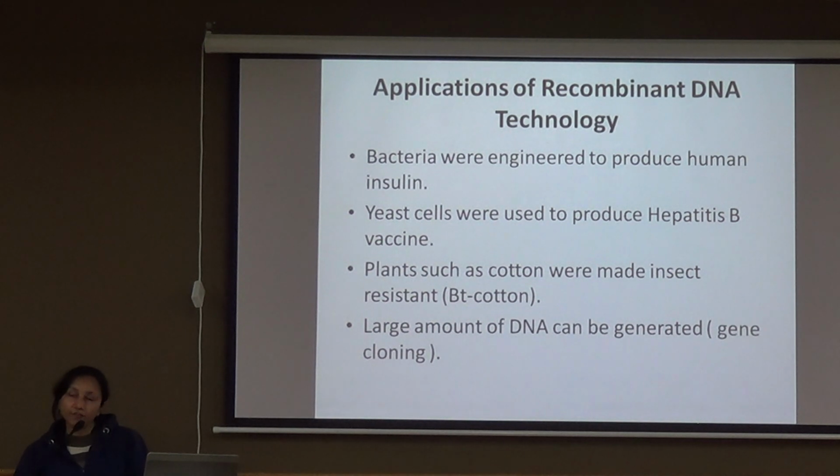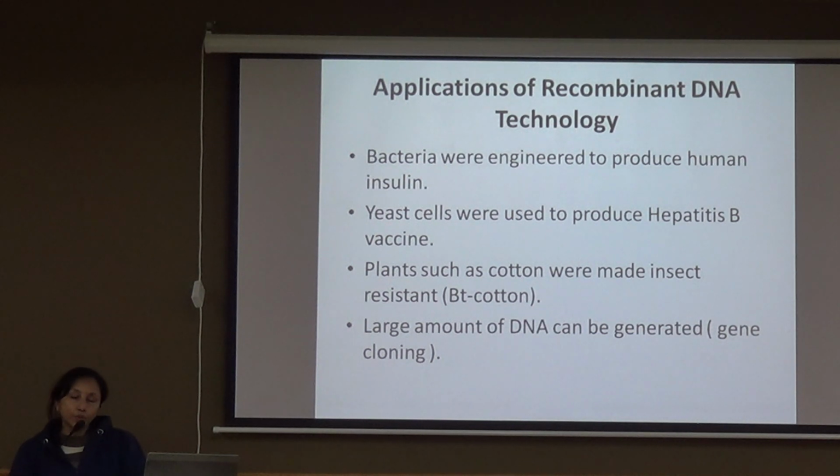And yeast is one of the most commonly used eukaryotic hosts. Plants such as cotton were made insect resistant, like Bt cotton. Bt here stands for Bacillus thuringiensis, from which the gene for resistance was isolated. Large amounts of DNA can be generated by using gene cloning.